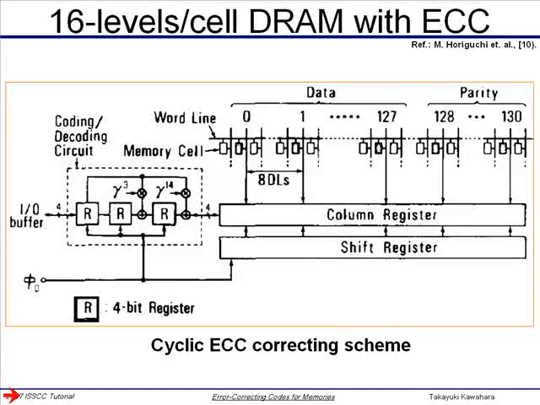So next, I'd like to explain the cyclic ECC. Before that, maybe the world's first DRAM application with a cyclic ECC. This is the work of the 16-level one-cell. There's a very old work where they tried to store 16 levels in one DRAM cell.